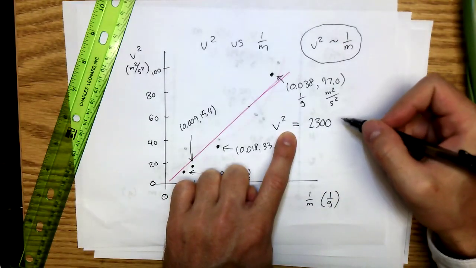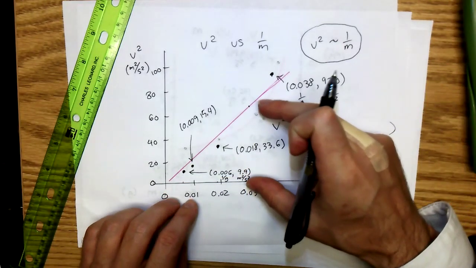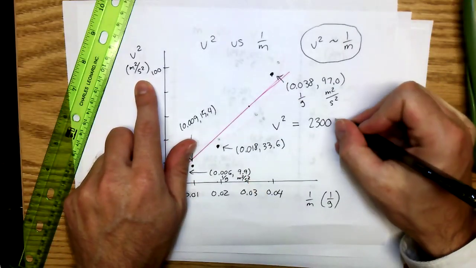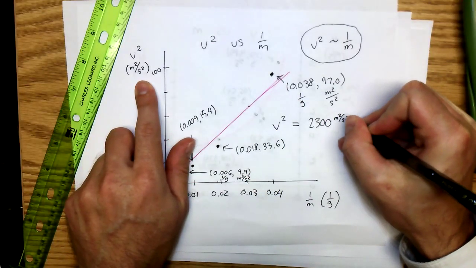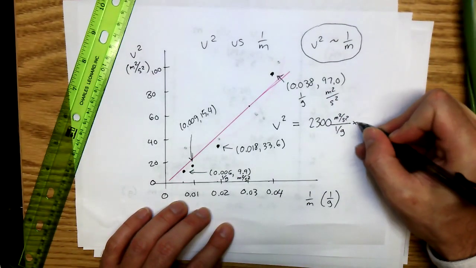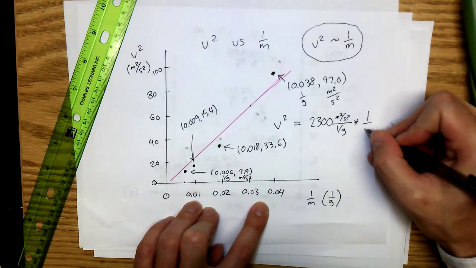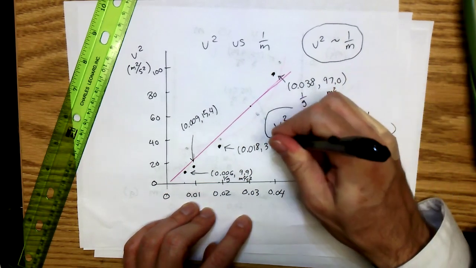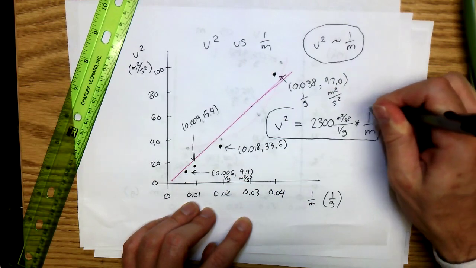Now this number has units. It's also rise over run. The rise was in meters squared per second squared. The run was in 1 over grams. So this is a really weird, funky unit. I'm sure you can clean that up, but I'm just going to leave it like that. Times 1 over the mass. Okay, this right here is the equation of that straight line. And it's also the equation of the last 2 graphs also.